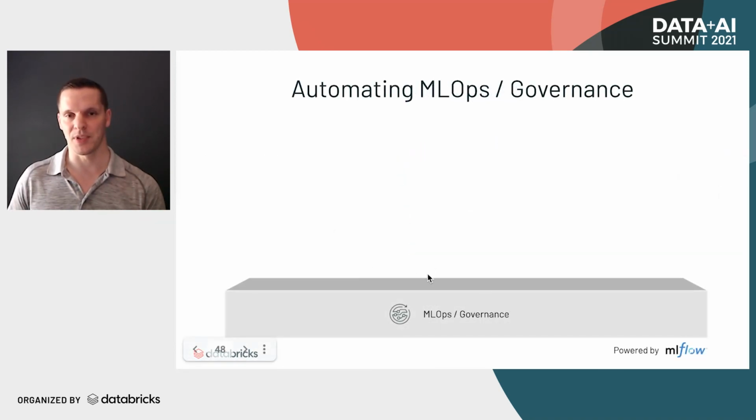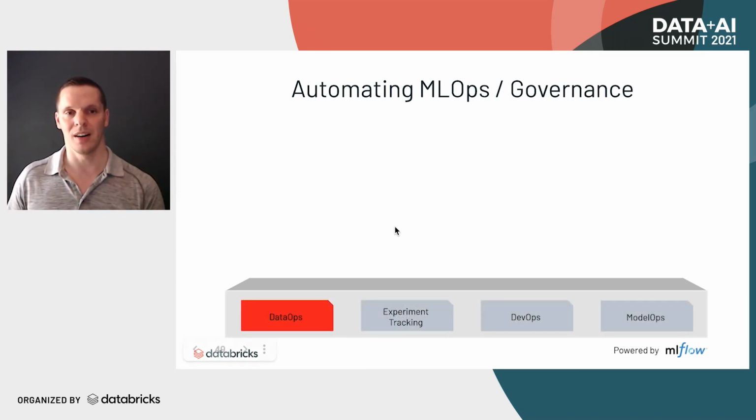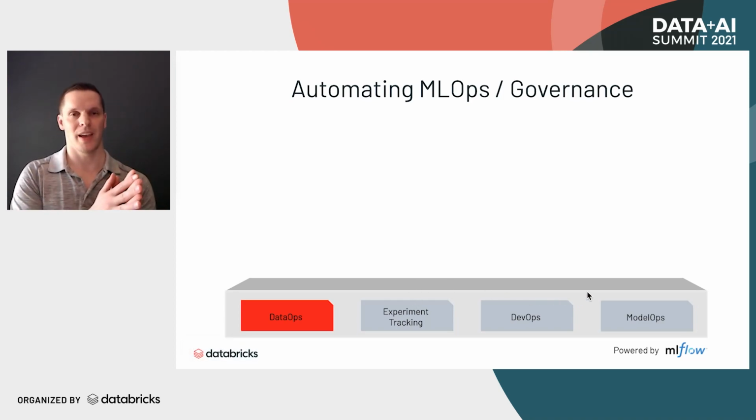So taking this MLOps and governance layer and unboxing it to look at the different components, we'll walk through DataOps, experiment tracking, DevOps, and ModelOps to show you how we actually automate the full end-to-end lifecycle.